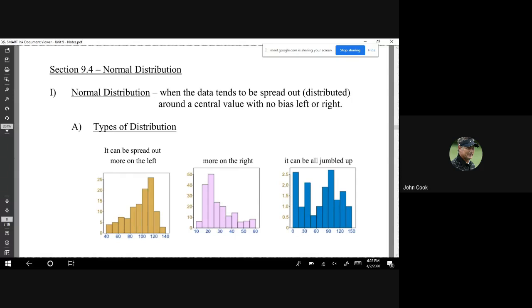We're going to work on the information that we have in section 9.4, the normal distribution and the normal distribution curve, and the information that we can gather from it. It's really helpful to have a calculator for this stuff because sometimes you have to multiply things or divide things, and having a calculator handy helps alleviate some of the stress. Okay, so anyways, normal distribution is when the data tends to spread out, or is distributed, around a central value. That's really important, a central value, with no biases left or to the right.